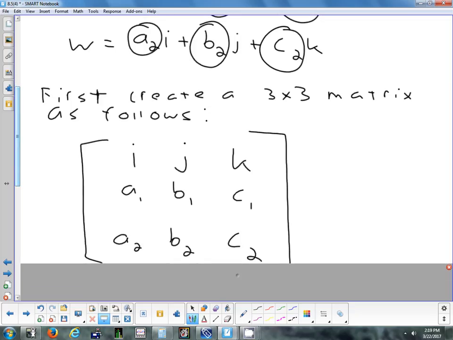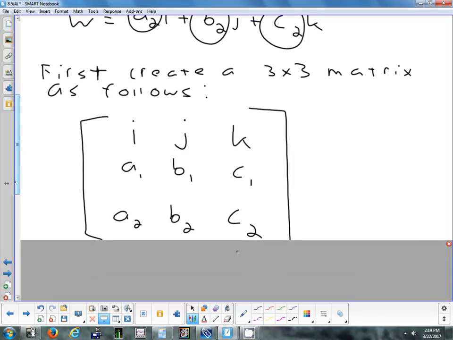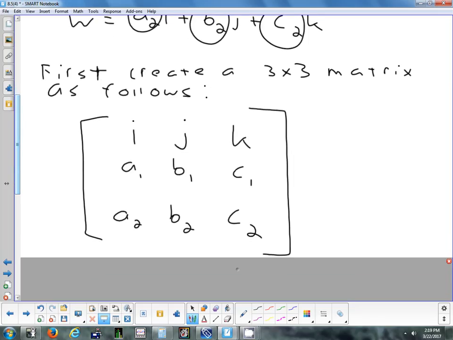I'm not really going to explain why this works. All you have to understand is how to do it. So that's the first step. Any questions on how we set up that 3 by 3 matrix? i, j, k in the first row, the coefficients of your first vector, then the coefficients of your second vector.